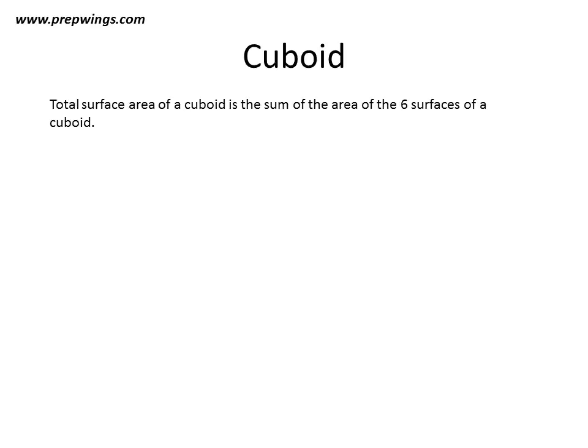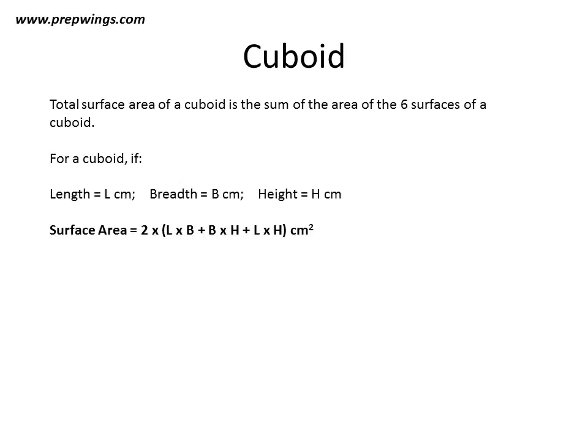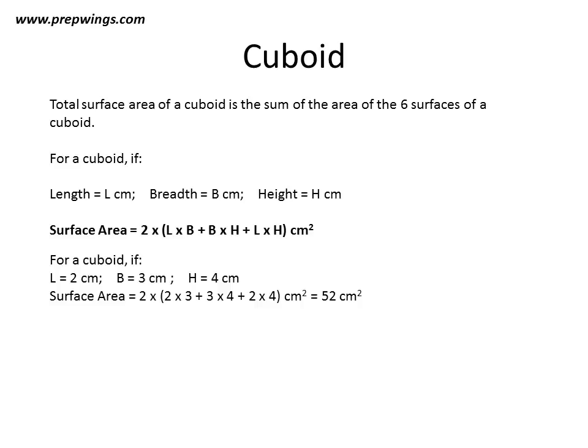Now the total surface area of a cuboid is the sum of areas of the 6 surfaces of a cuboid. For a cuboid with length L centimeter, breadth B centimeter and height H centimeter, the surface area is given as 2 times L into B plus B into H plus L into H centimeter square. So for example, if length is 2 centimeter, breadth is 3 centimeter and height is 4 centimeter, then putting the values of L, B and H in the surface area formula, we get the surface area of the cuboid as 52 centimeter square.